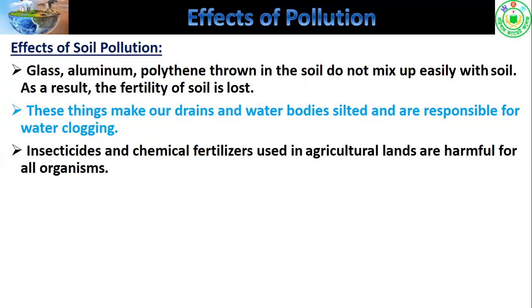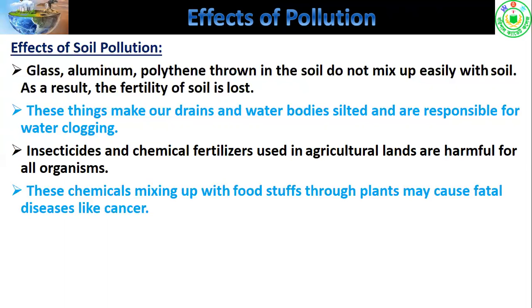Insecticides and chemical fertilizers used in agricultural lands are harmful for all organisms. That means the microbes or small living organisms. These chemicals mixing up with foodstuffs through plain plants may cause fatal diseases like cancer.